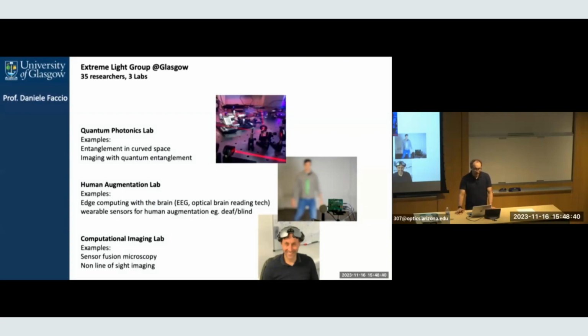Then we have the human augmentation lab, where we're working on various things, but mainly focused around the human brain, and how you can use that to interact in different ways with the world, and specifically with AI. We're doing things like edge computing with the brain and neuromorphics, but also developing wearable and contactless sensors for human augmentation. And then the third lab is the computational imaging lab. This is, for example, in the context of work with Ewan Wright and with Florian, where we're working on a range of things, but all focused on computational imaging. So sensor fusion for example, microscopy, but also things like non-line-of-sight imaging.